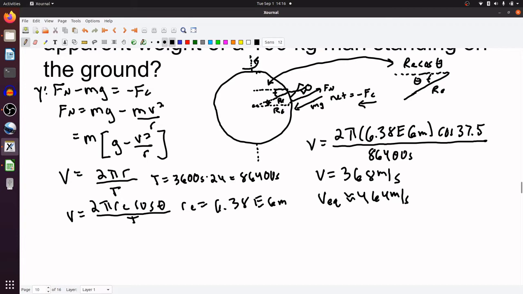So anyhow, the whole point of that was to get our velocity, and now I can plug it in over there. So I get Fn equals 100 kilograms, and then I plug in g, which is going to be 9.8 meters a second squared. And I'm going to plug in 368 and square that, then divide that by the radius, 6.38 E6, and then divide that by the cosine of 37.5, and you get something really small, like 0.03.